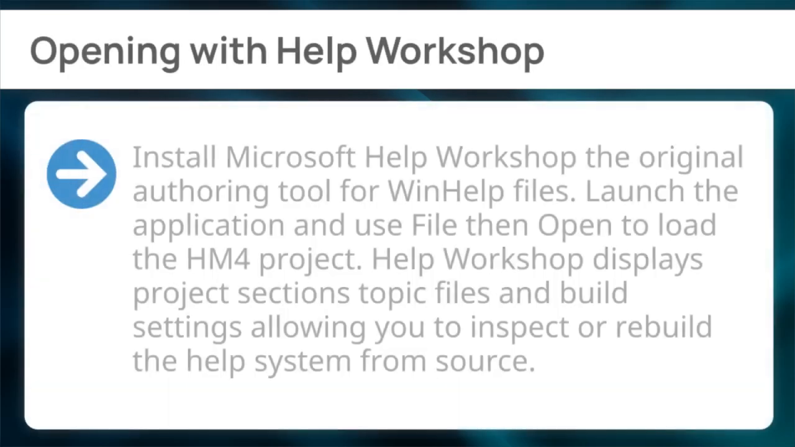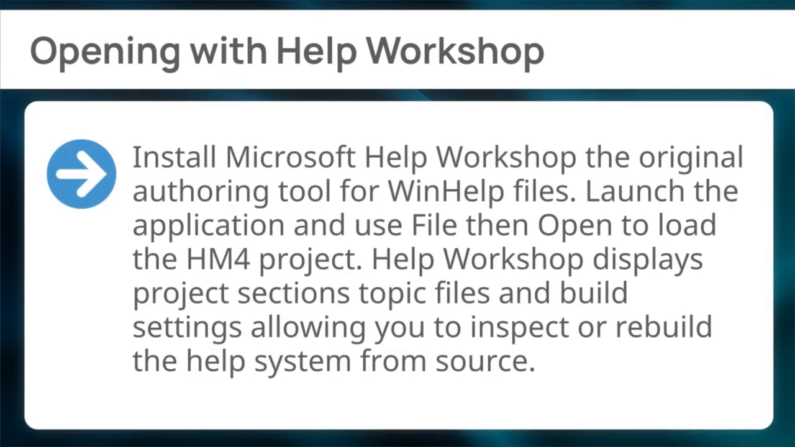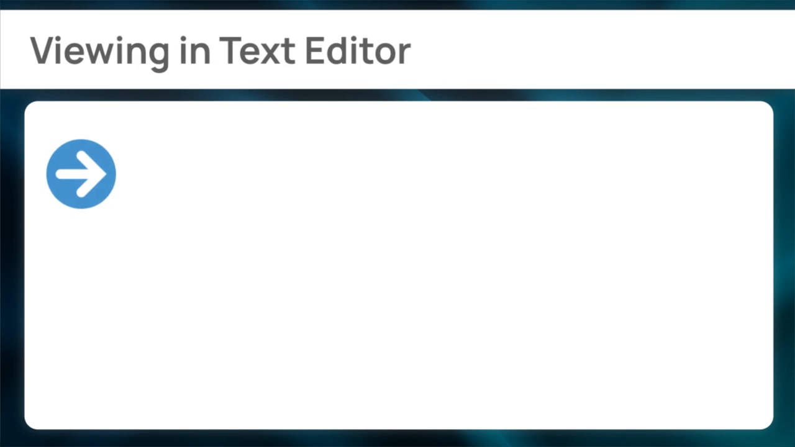First, opening with Help Workshop. Install Microsoft Help Workshop, the original authoring tool for WinHelp files. Launch the application and use File then Open to load the HM4 project. Help Workshop displays project sections, topic files, and build settings, allowing you to inspect or rebuild the help system from source.